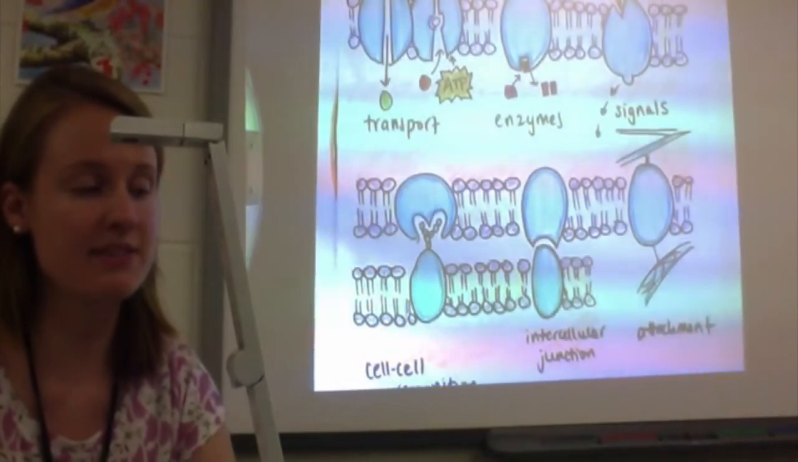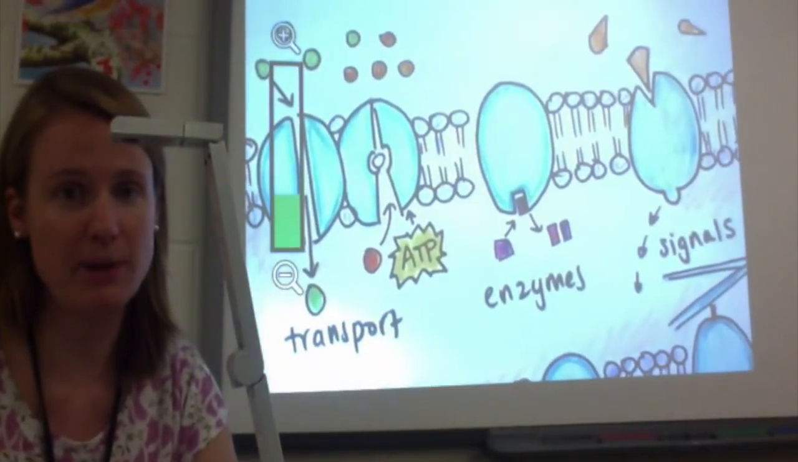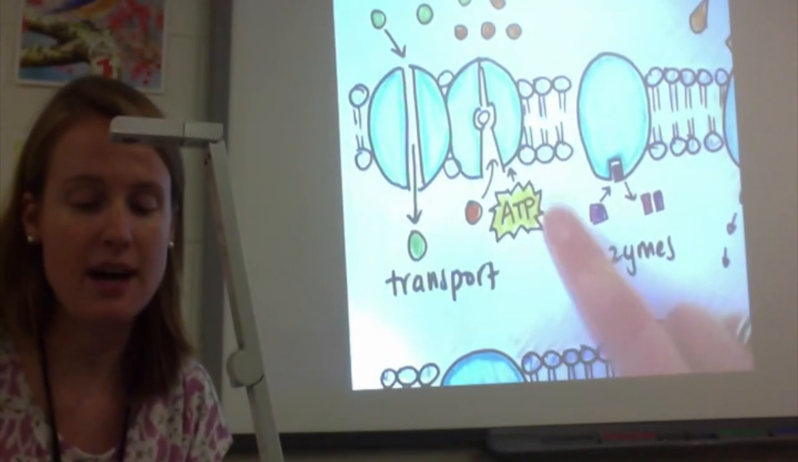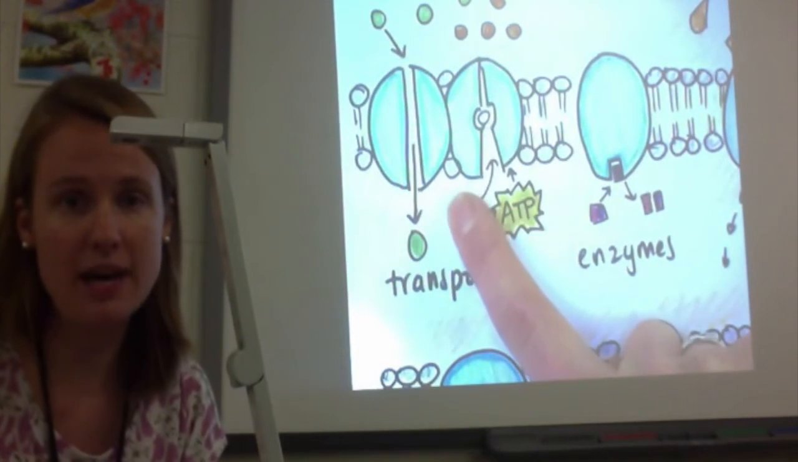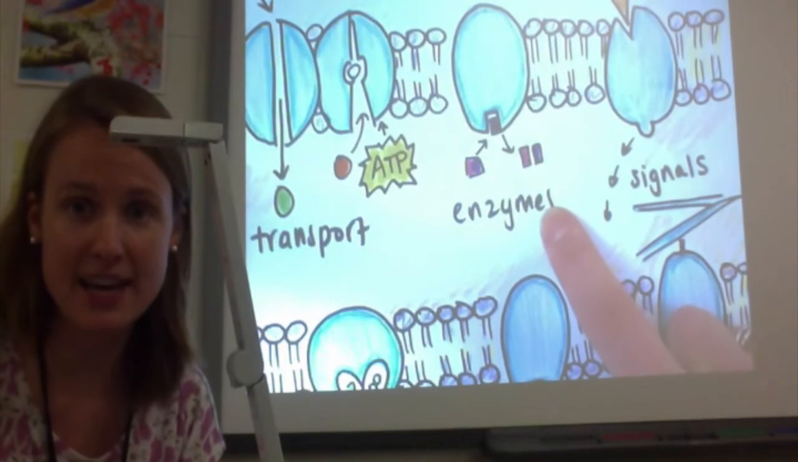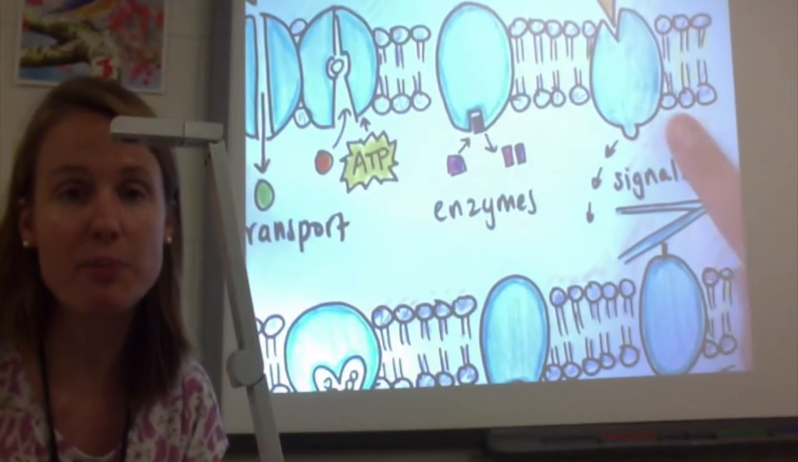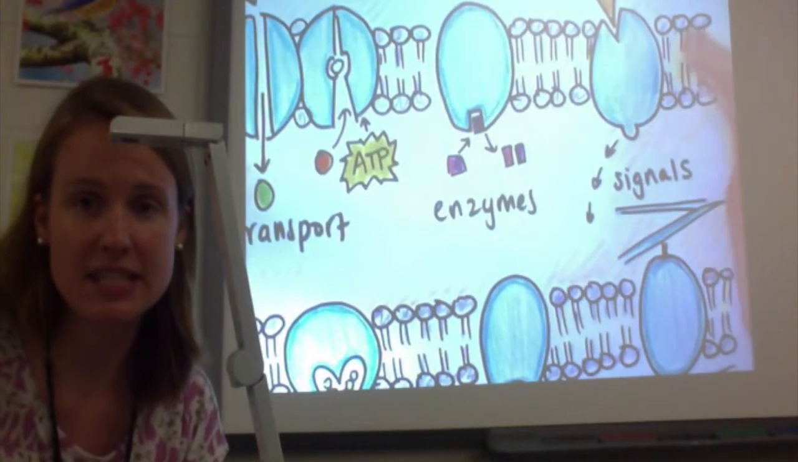So there's lots of different types of proteins in your cell membrane. There are transport proteins. Some require ATP, some do not. There's proteins that are enzymes, catalyzing reactions that happen next to the membrane. There are proteins that send signals, receive and send signals.